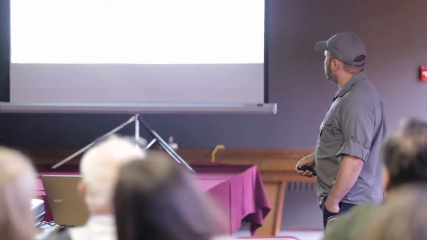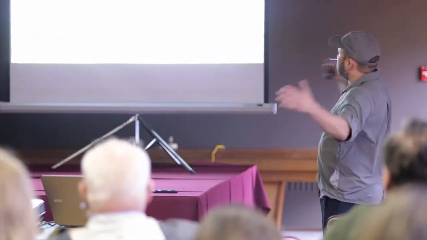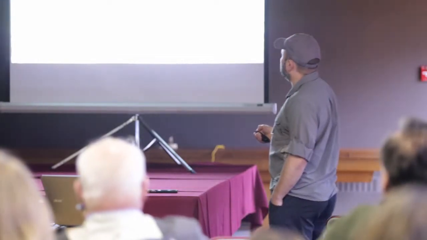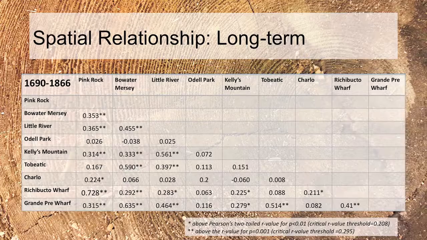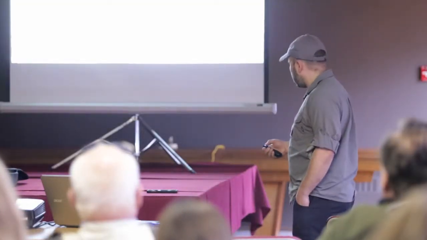So when we get rid of those two and replace them with a wharf in Mersey-Bucto and a wharf in Grand Pre, and look over a much larger time span of almost 300 years, we end up seeing that Little River, Kelly's Mountain, very high correlation, Grand Pre and Bowater Mersey, very high correlation. So the ones that are closest to each other having very high correlations makes a lot of sense.